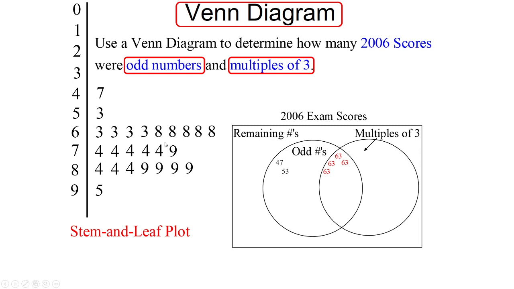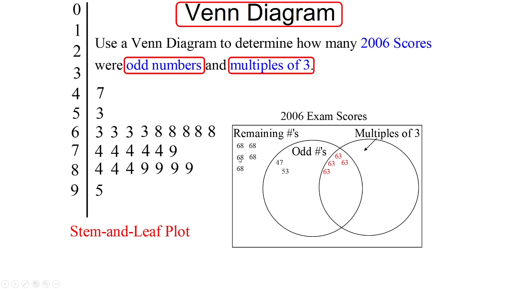And then 68. Well, 68 is not an odd number, but is it a multiple of 3? Well, 6 plus 8 is 14. And 3 does not go into 14 evenly. So that means 68 is one of our remaining numbers because it does not fit either attribute of odd or a multiple of 3. And how many 68s do I have? 1, 2, 3, 4, 5. So I need 4 more. 1, 2, 3, 4, and 5.